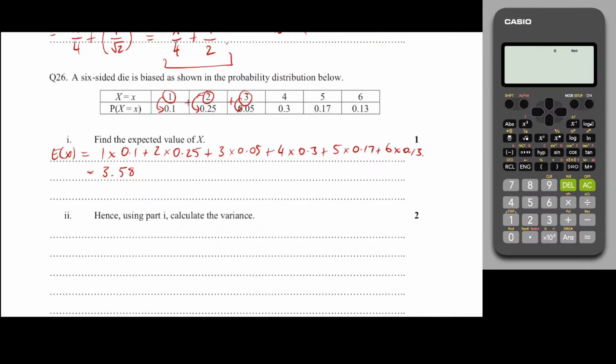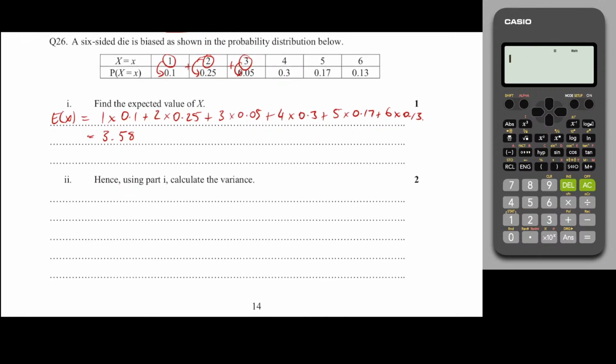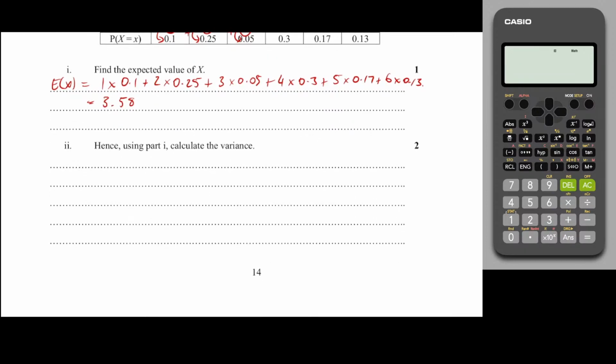Okay, so our next question. Hence, using part 1, calculate the variance. Variance is a little bit trickier, but we can do it. There's 2 formulas that we can use for the variance. For this one, I'm going to use this one. The variance of x is equal to E of x squared minus mu squared. So all we've got to do is, instead of doing the expected value of just x, we're doing the expected value of x squared. And then once we work that out, we just have to subtract the mean squared, that's it.